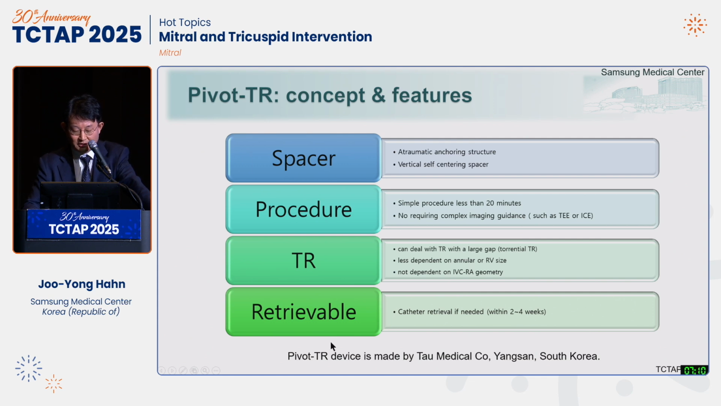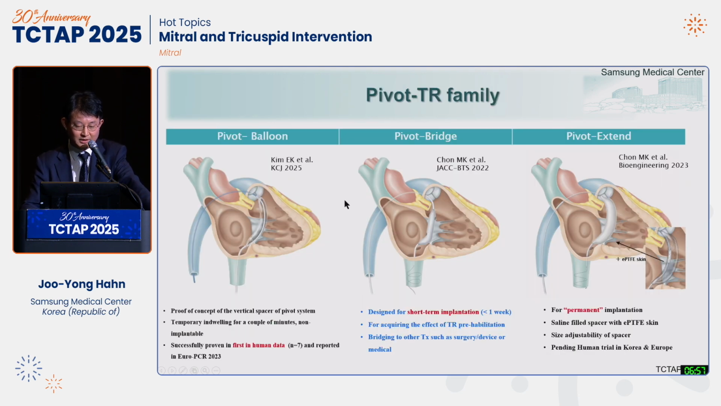The Pivot TR device was invented by Professor Junhong Kim from Busan National University Yangsan Hospital and made by Tao Medical, Yangsan, South Korea. Let me introduce the Pivot TR family very briefly. The Pivot balloon was made for temporary indwelling for a couple of minutes. The concept was proved in a first in human study, and the results were recently published in the Korean Circulation Journal.